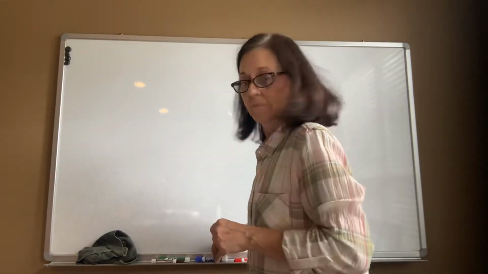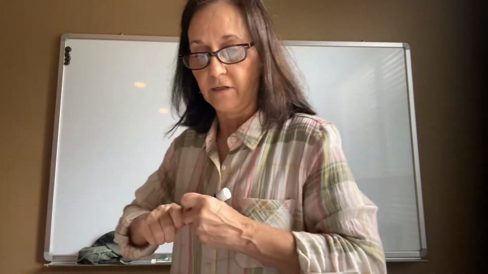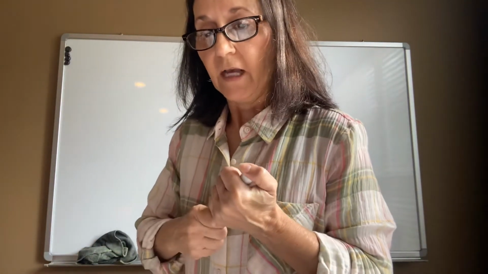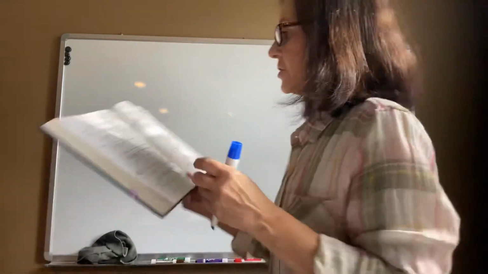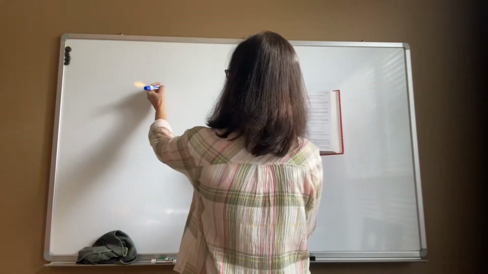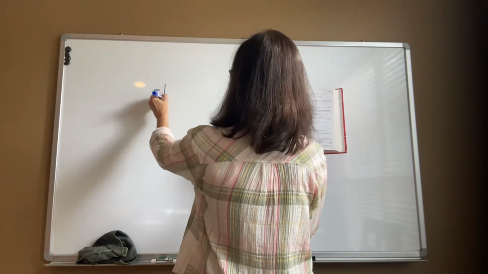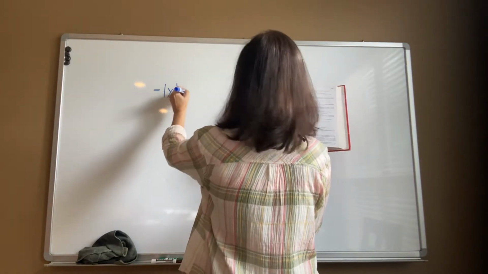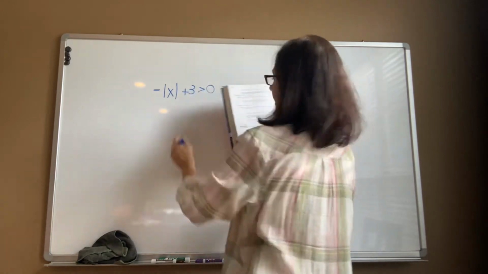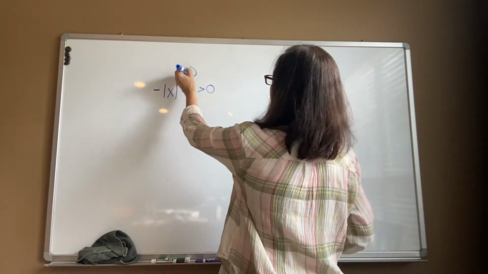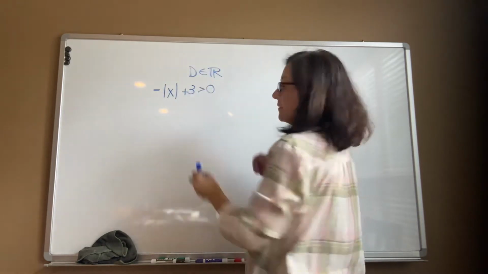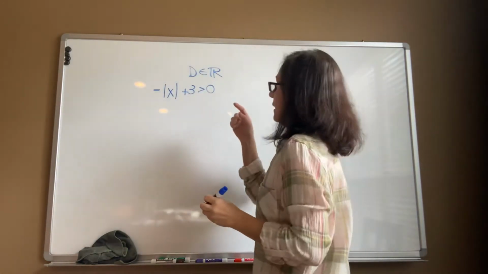So I probably will continue this route. All right, so I want to work 99.2 on page 410. So we have the opposite of the absolute value of x plus 3 greater than 0. And remember, I always want your domain to be all reals when you graph them, all right?